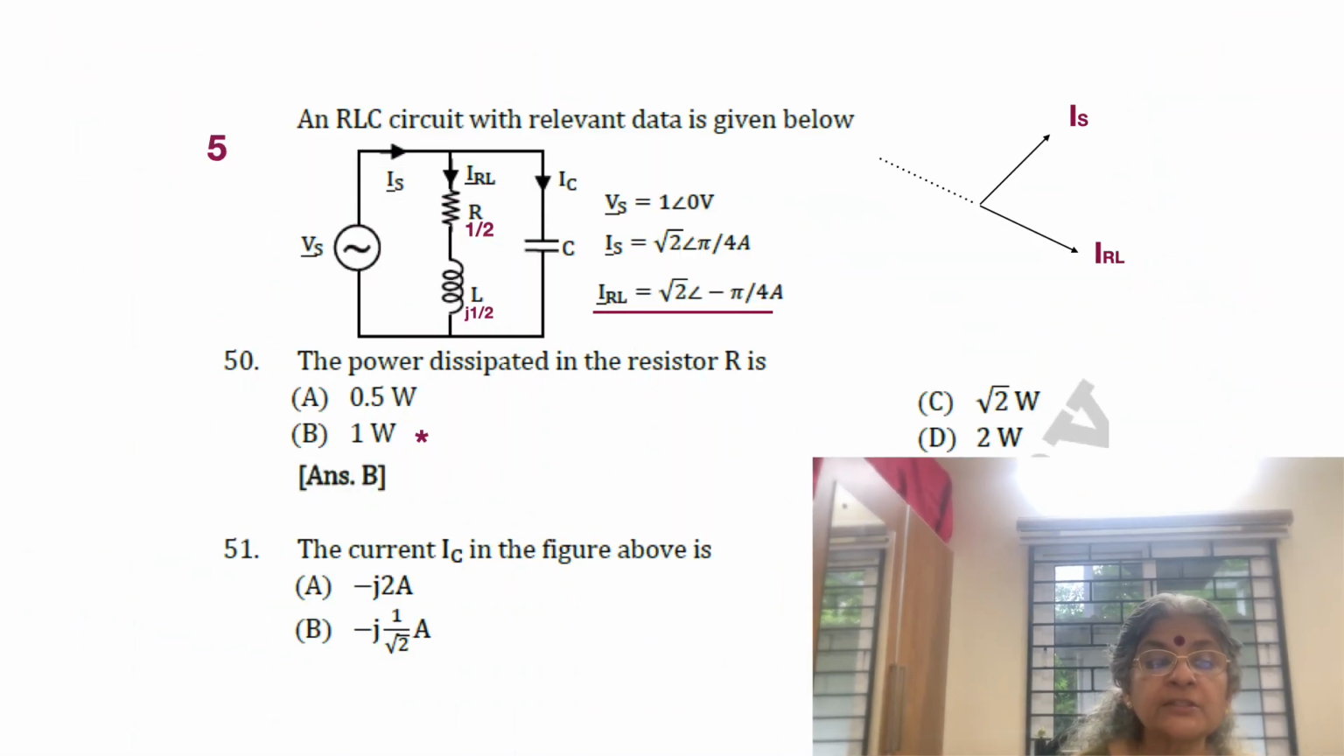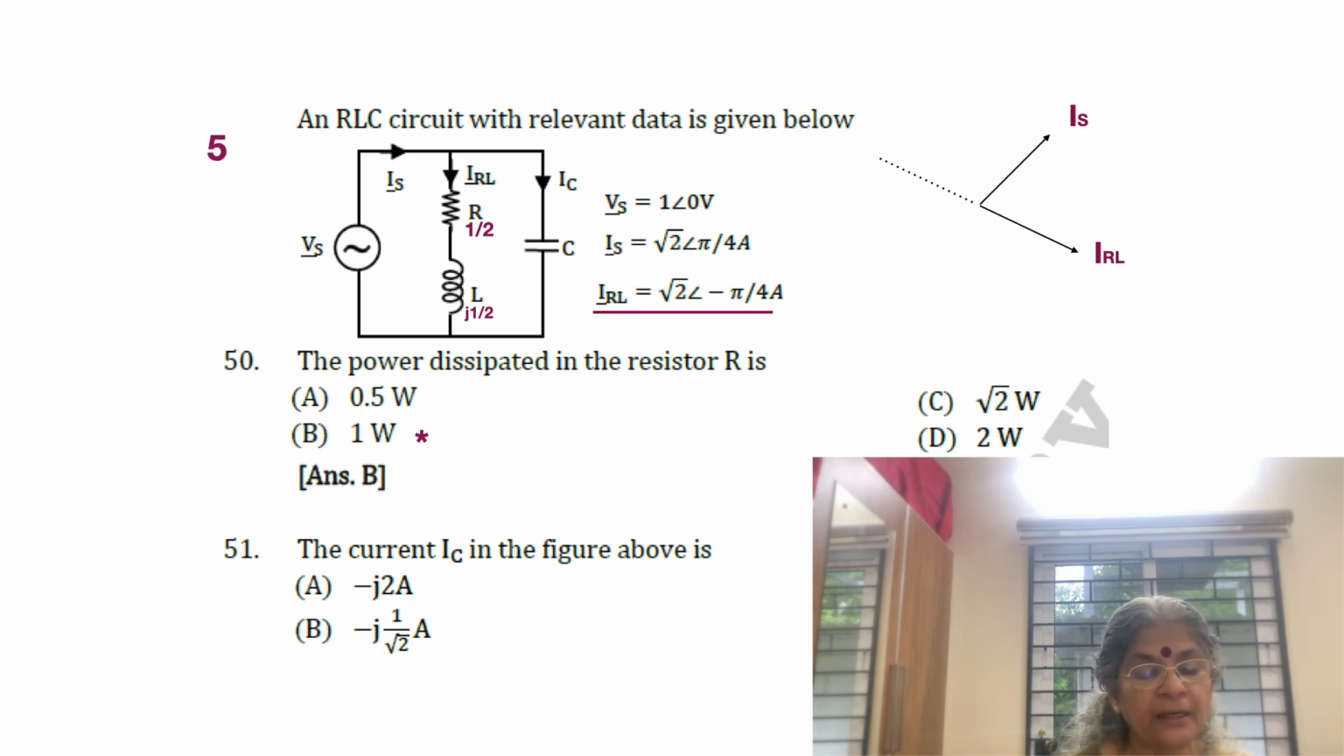We know I_RL, and we also know the voltage across it, which is equal to 1 angle 0. So what is the impedance? Voltage divided by current. So when you divide the voltage by the current, you get the impedance. What is it? 1 divided by root 2. So this is the impedance value. And the resistance and the reactance are equal. So now it's going to be easy, but let's just move on to what is required of us.